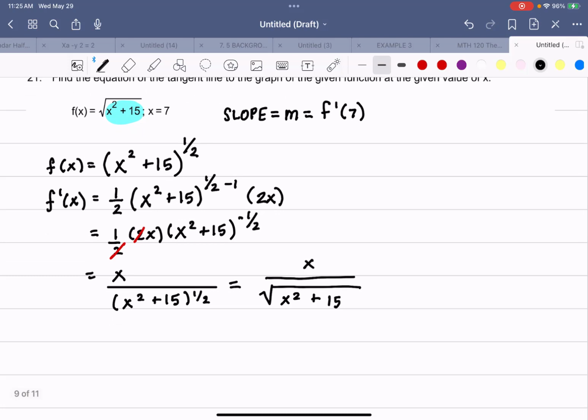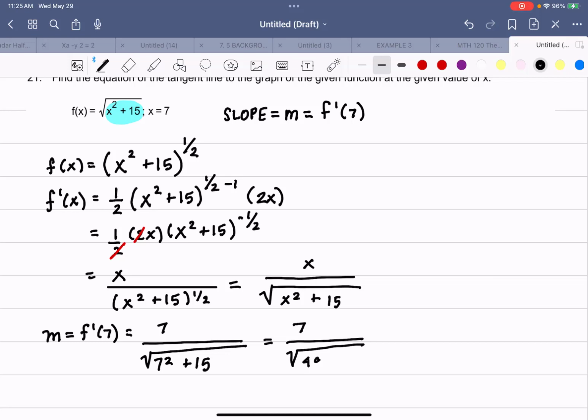So we're going to put a 7 in there. So our slope is f prime at 7. So it's 7 over the square root of 7 squared plus 15. So that's 7 over the square root of 49 plus 15. That's 7 over the square root of 64, which is 8. So my slope is a fraction, 7/8.